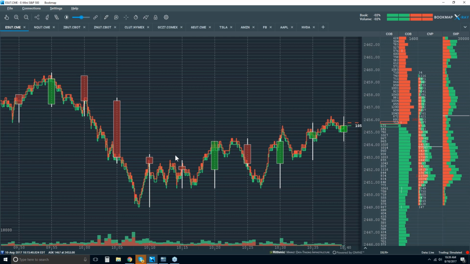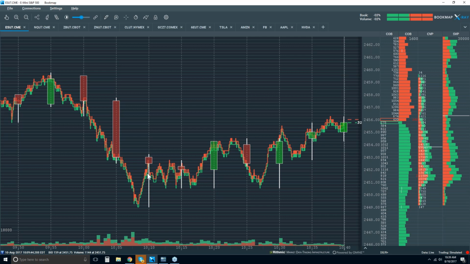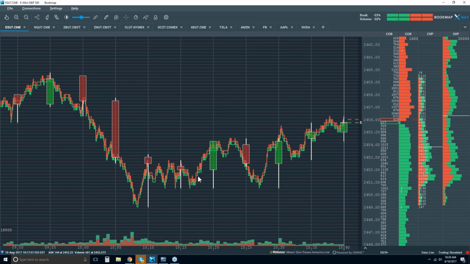Now this is where we're starting to get some interesting data here that's really not in the candlestick chart, and that is this little sideways consolidation layer here.